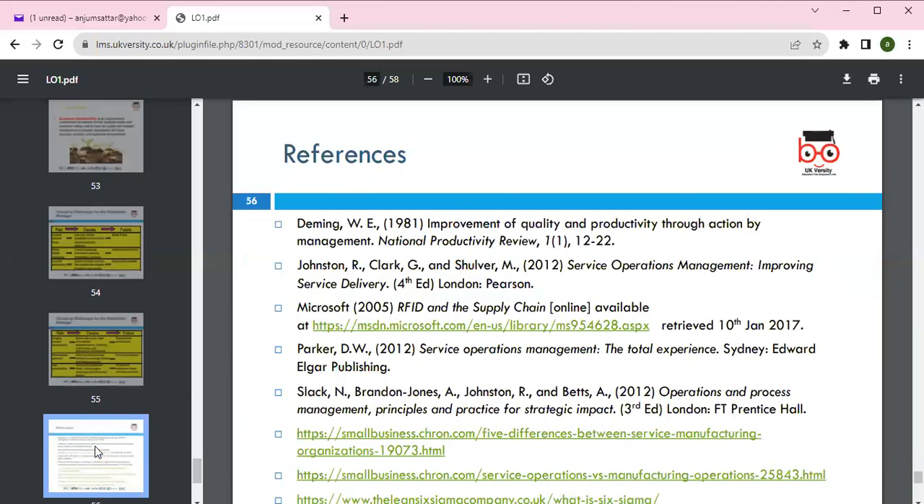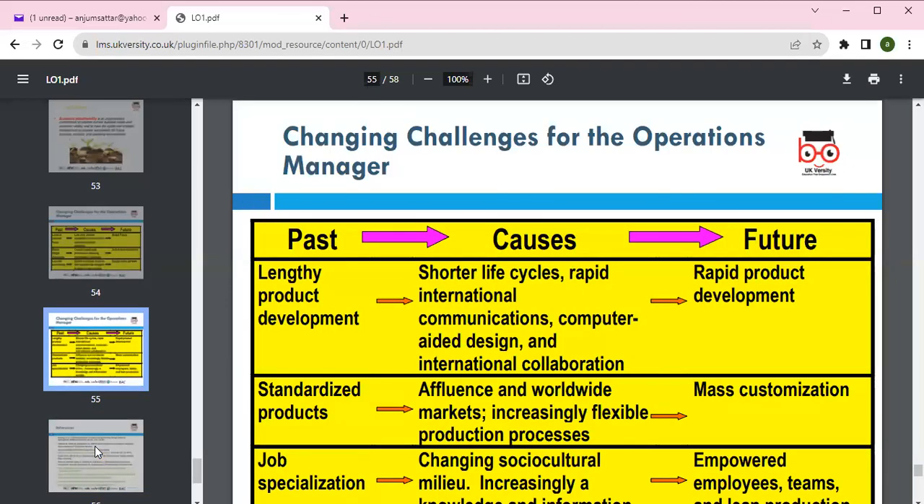Really, we need to be focused, and that will help to achieve job specifications, standardized products, and the length of product development. That's all we need to do.